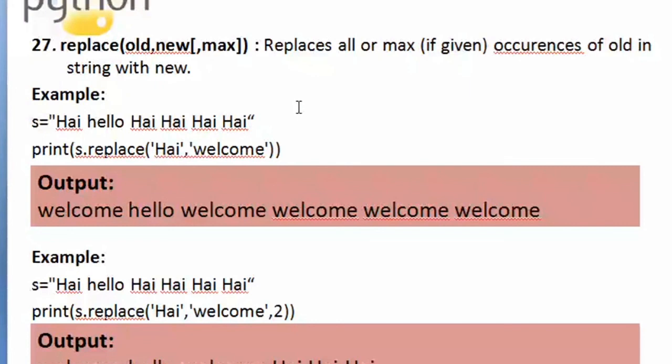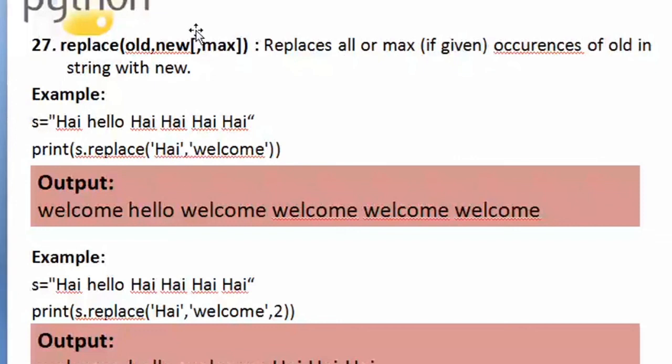Now what happens, you can understand old and new. The old and new means that we replace the old text with the new text. Wherever you find the old text, replace the old text with the new text. So let us look into the first example.